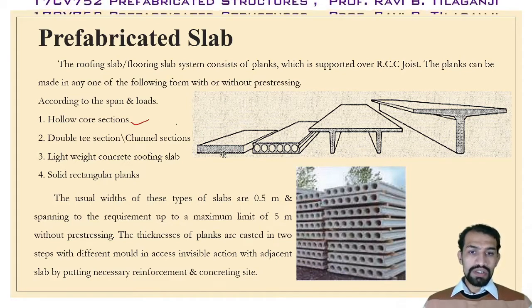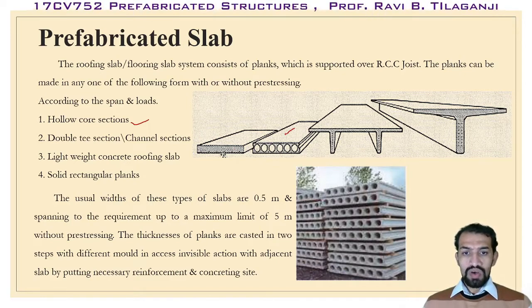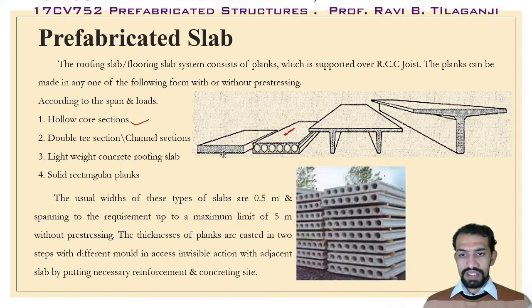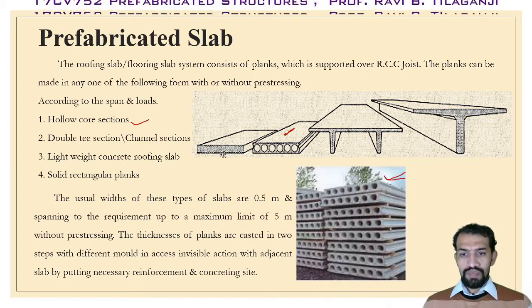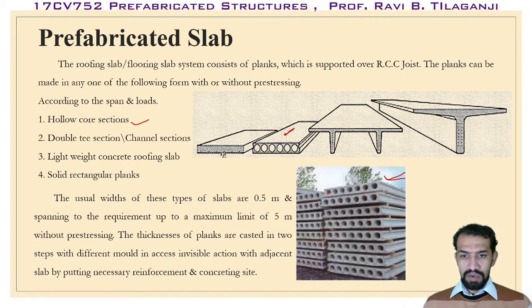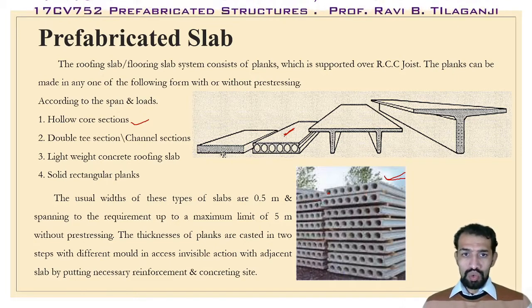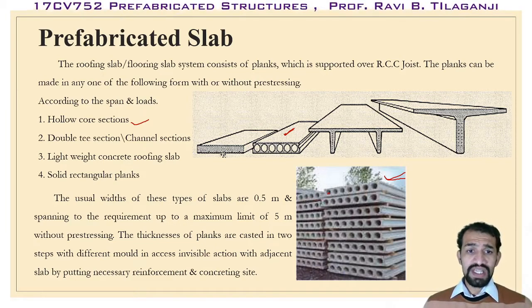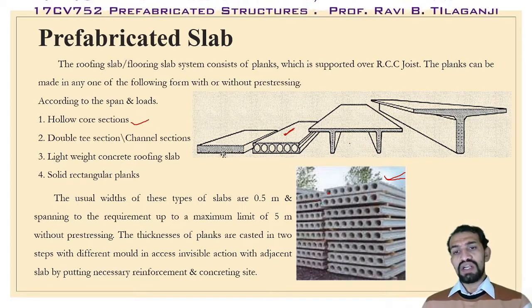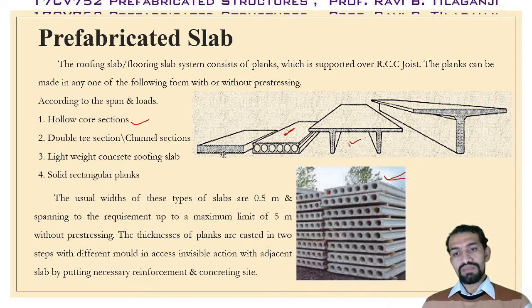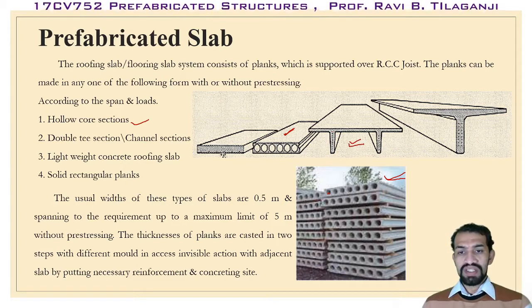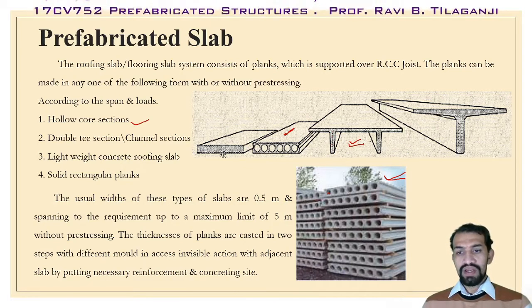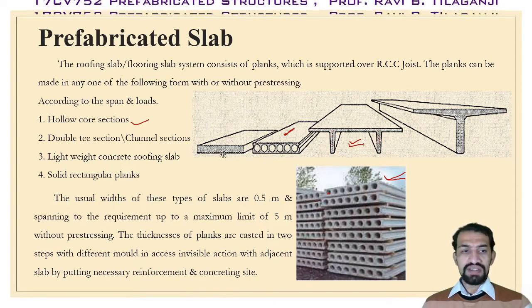Hollow core sections. So this is a hollow core section. Also we can see here the hollow core sections. The hollow sections are provided throughout. Double T sections, or we can say channel sections. So this is the double T section or channel section. Prestressing will be provided here. These are the prestressing tendons.